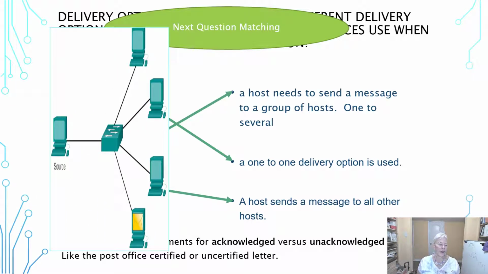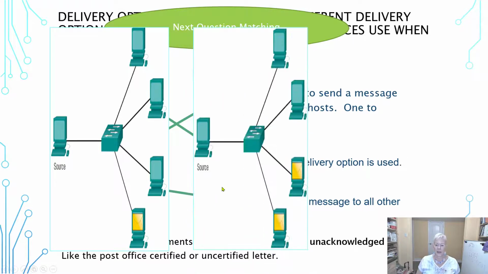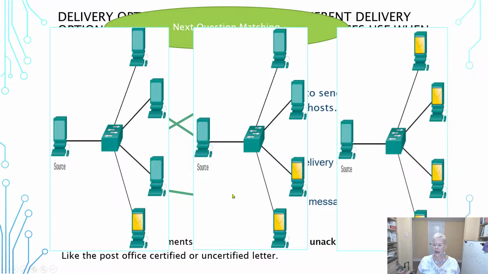Here's an example of a unicast message. Here's my source device. They're going to be sending out a message, and it goes to one destination. Here's an example of multicast. Here's my source device. I'm sending that same message to two different devices on my network. Or lastly, a broadcast. Here is my source. Now notice this message got sent to every host on the network.